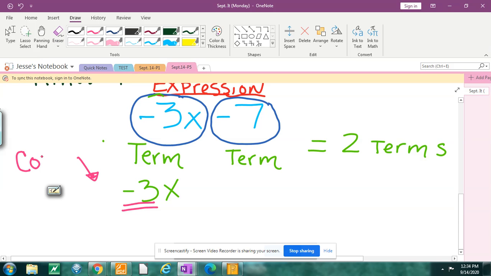Oops, sorry. What's happening here? I think it's the way I hold the pen. All right. What's happening?